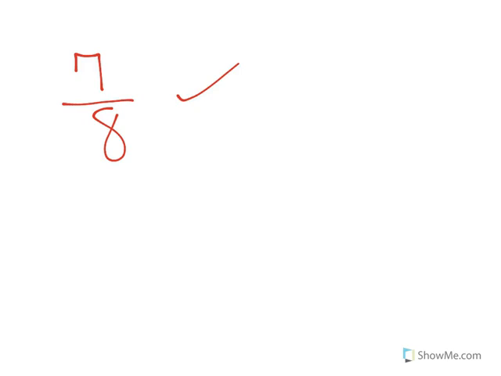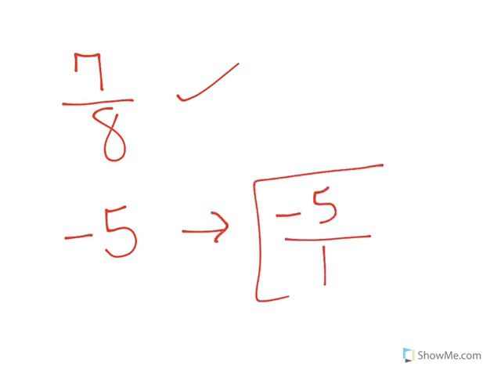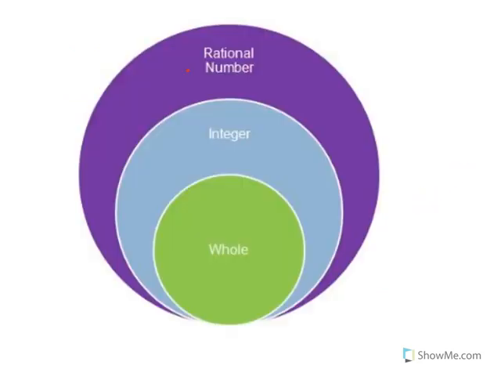Let's say I have -5. Can I make that look like a ratio or a fraction? Well, I can write -5 over 1. And it looks like a fraction. So there we go. That is what a rational number is.